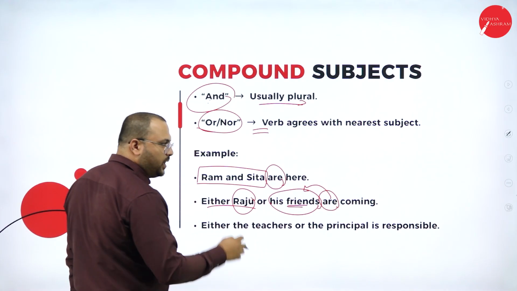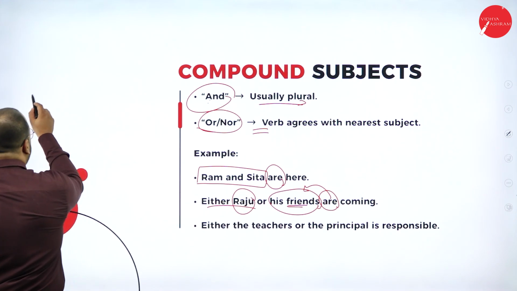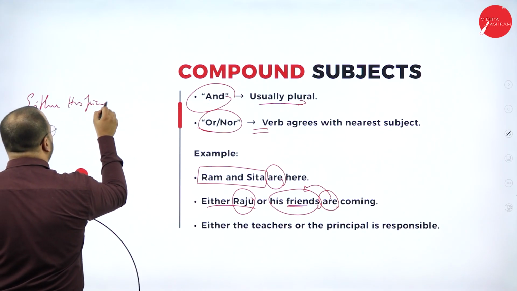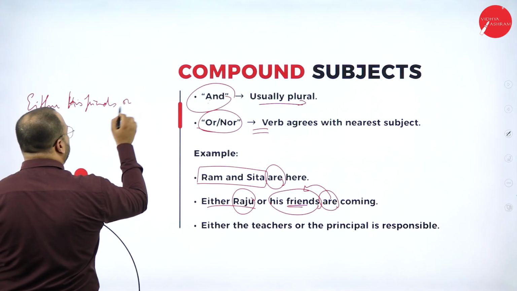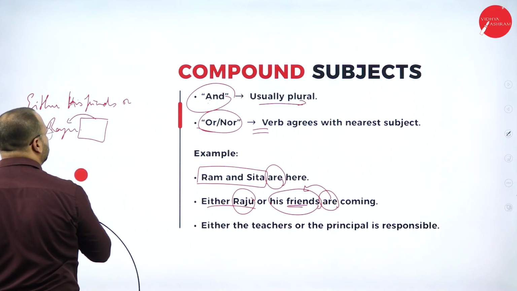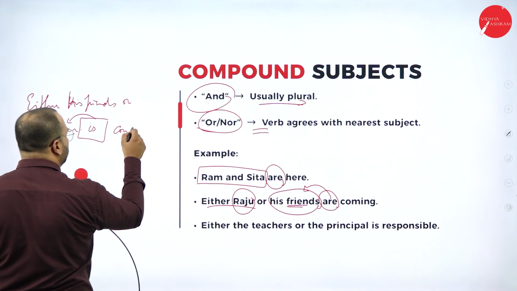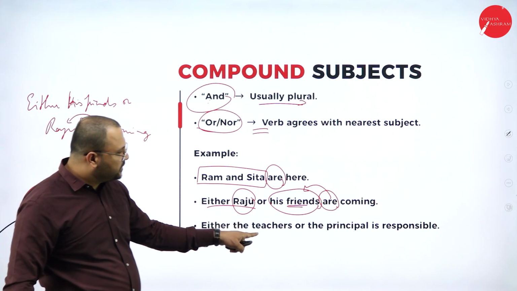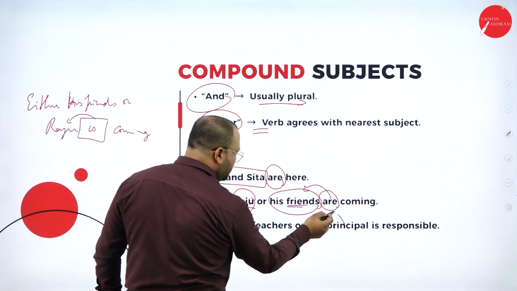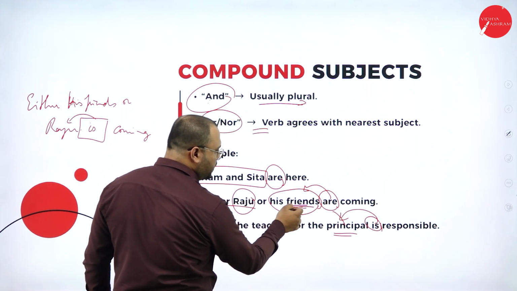His friends are coming. Either his friends or Raju, when you write, reverse these things here. Either his friends or Raju. When you write, this verb should agree with the nearest subject. Either his friends or Raju is coming. Then either the teachers or the principal. See, the reverse. First thing is here, it should agree with the nearest thing. And the second one, it should agree with the nearest subject. It is singular, here it is plural.